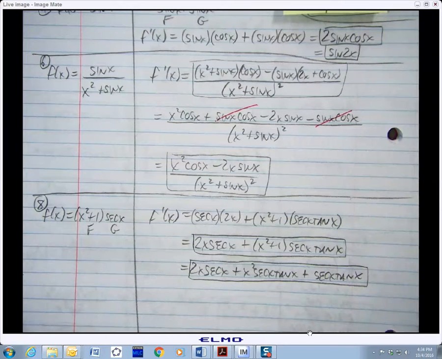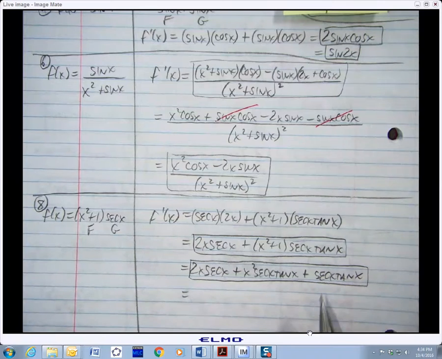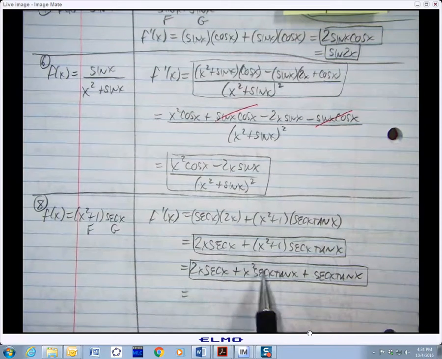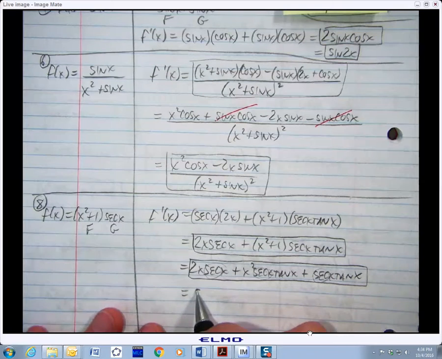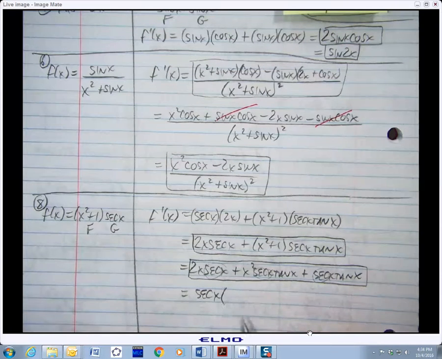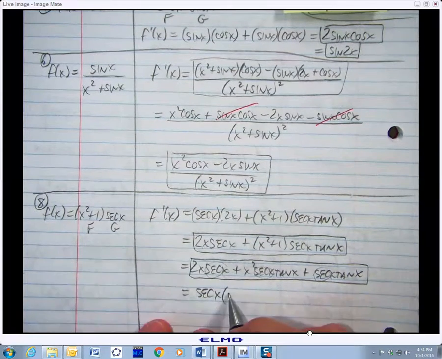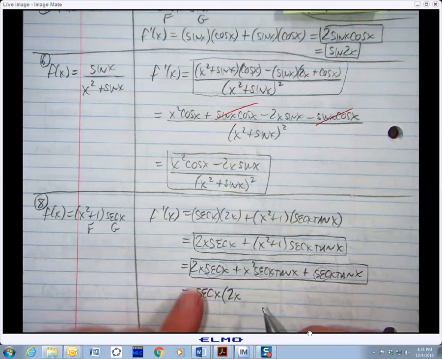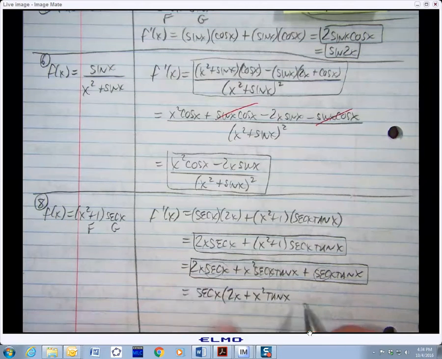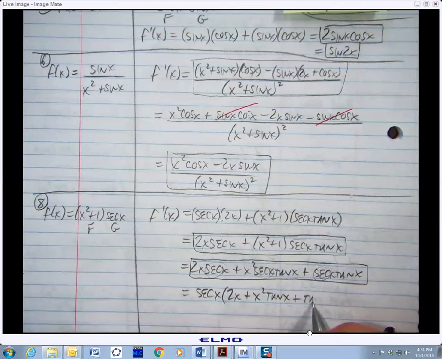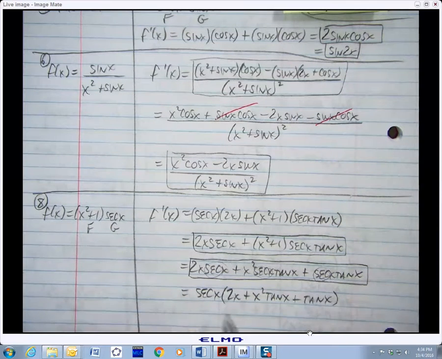And I guess we could go a step further. Do you see anything that all three piles have in common? They don't all have an x. This one doesn't have an x out front. They do all have a secant. Did you see that? If you did, hooray. If not, it's cool. So we'll factor out that secant of x. We'll leave a 2x plus x squared tan x, and then a plus tan x, and that's probably good enough for that one.